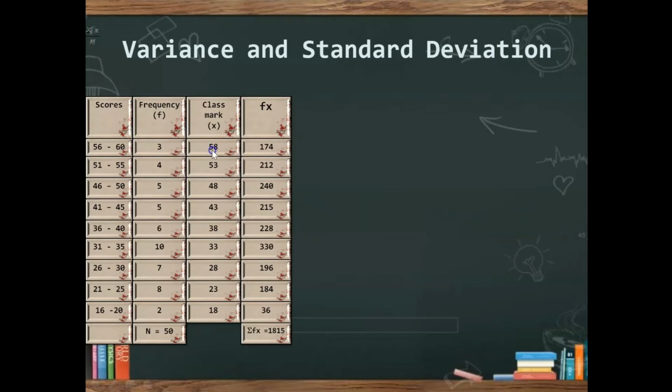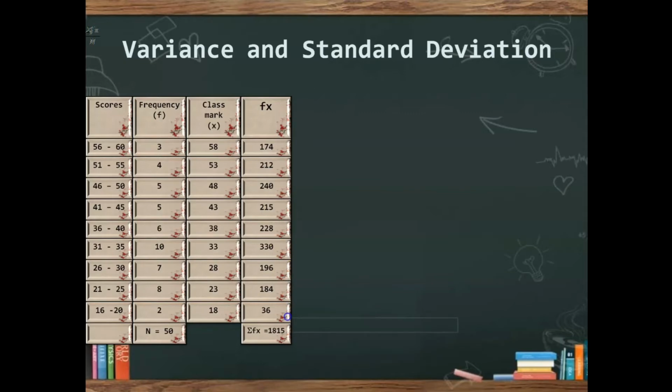3 times 58 is equal to 174. 4 times 53 is equal to 212. 5 times 48 is equal to 240. 5 times 43 is equal to 215. 6 times 38 is equal to 228. 10 times 33 is equal to 330, until you get all of it. Then, how do I get the summation of fx? To get the summation of fx, you need to add all the values in fx.